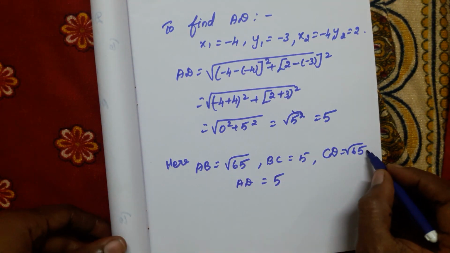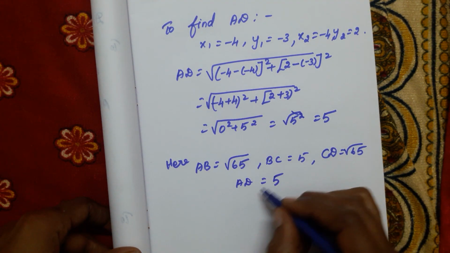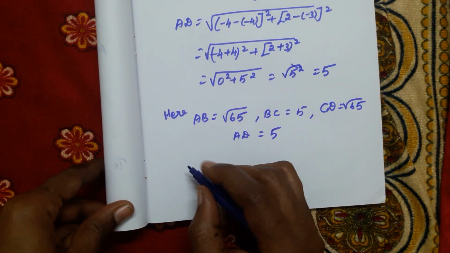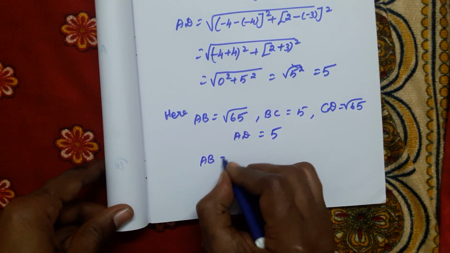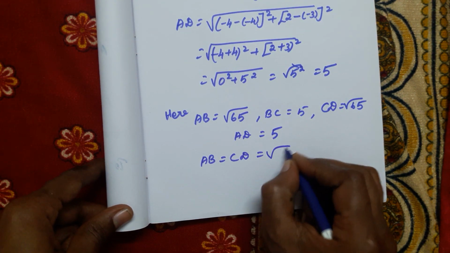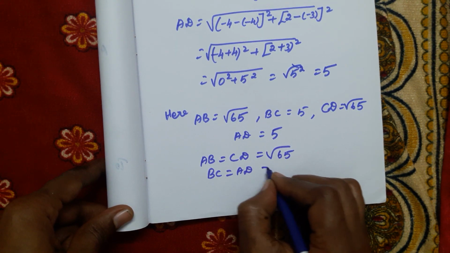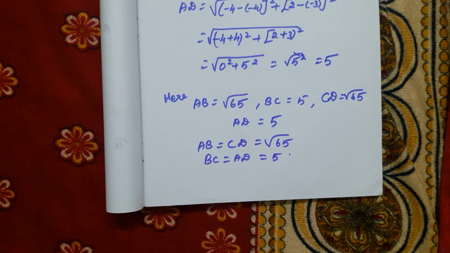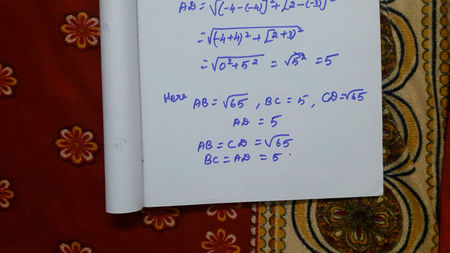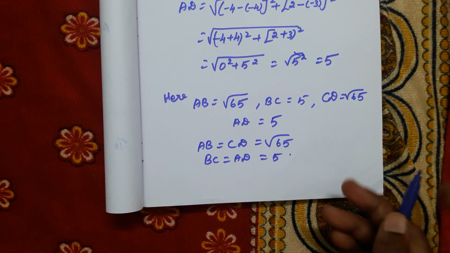AB and CD equal, is it? BC and AD equal. AB is equal to CD is equal to root 65. BC is equal to AD is equal to 5. Therefore, opposite sides are equal. Is it? Here opposite sides are equal.